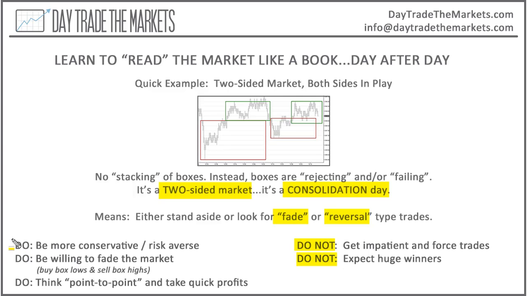Instead, what we want to do is be more conservative on our entry, be more risk averse. So instead of taking aggressive entries, we're going to take the more conservative approach. We want to be willing to, again, fade the market. In other words, buy lows of boxes and sell highs of boxes. That's the idea. And we want to think point to point and take quick profits.